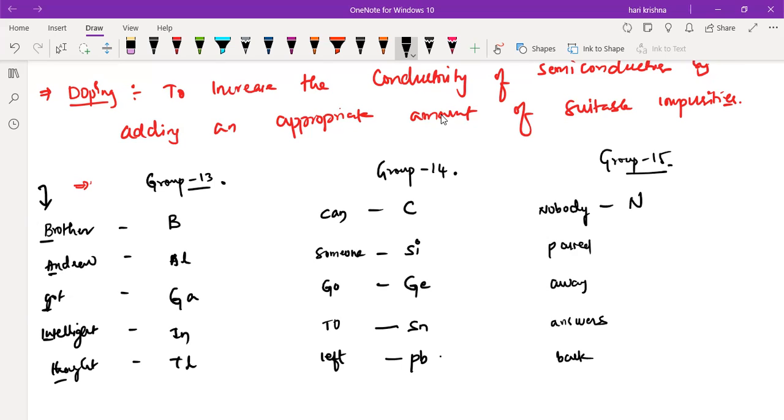Nobody passed away answers back. This is a statement which you can remember easily. So nitrogen, phosphorus, arsenic, antimony, and bismuth. So these are the group number 15 elements.